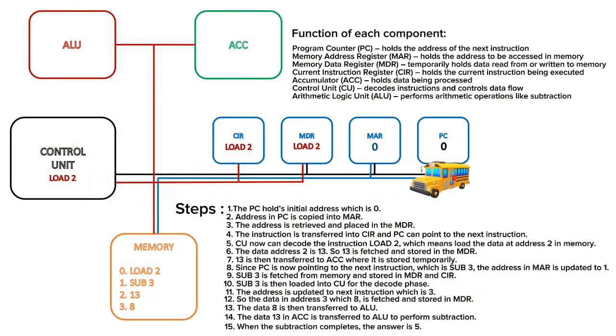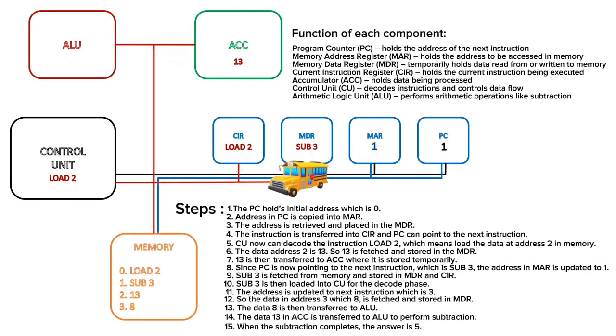Now PC can move to the next instruction, which is 1. But first we need to execute the load 2 instruction. So we need to upload the data in address 2, which is 13, into the MDR and accumulator. So now we can move to the next instruction at address 1, which is sub 3.